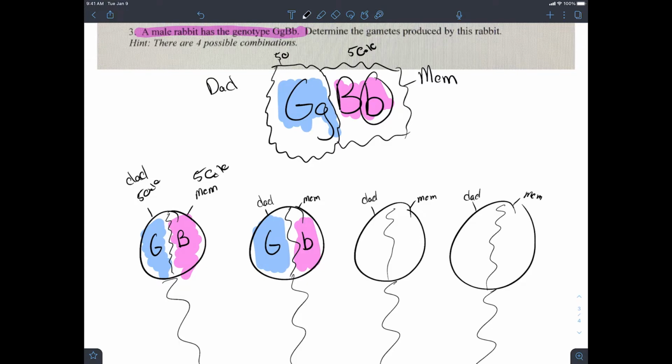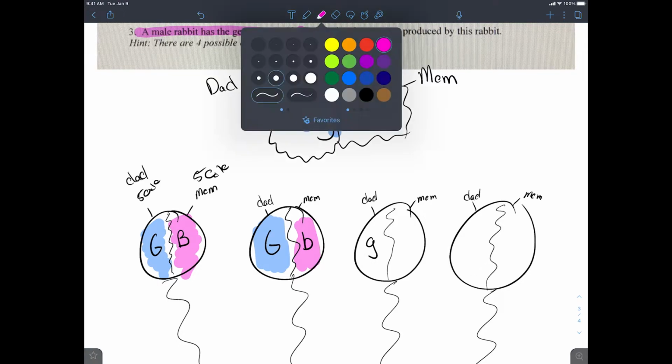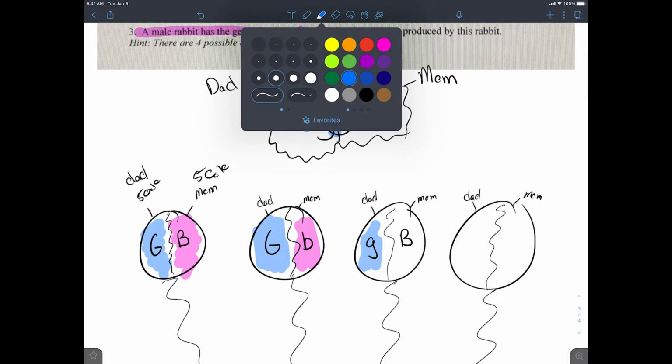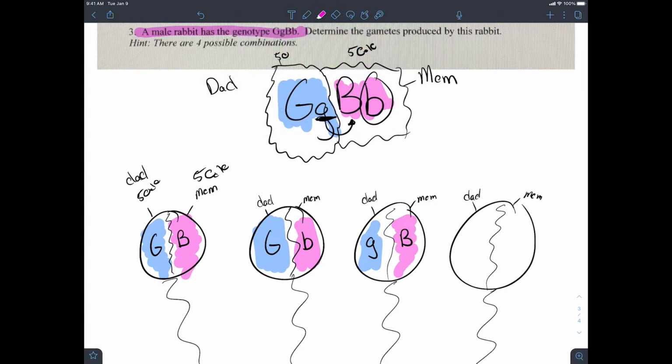Because your dad could give you a lowercase g. Okay? So let's just put a lowercase g here. I don't like how it's not recessive or dominant first, but it is what it is. So your dad is giving now that lowercase g. All right, and now we're just going to say, your mom could give you an uppercase b. There we go. 50% from your mom, 50% from your dad.